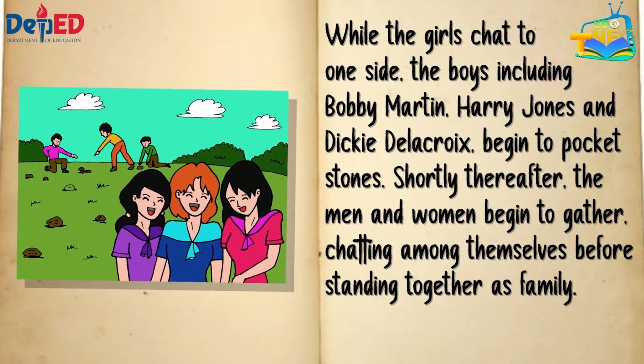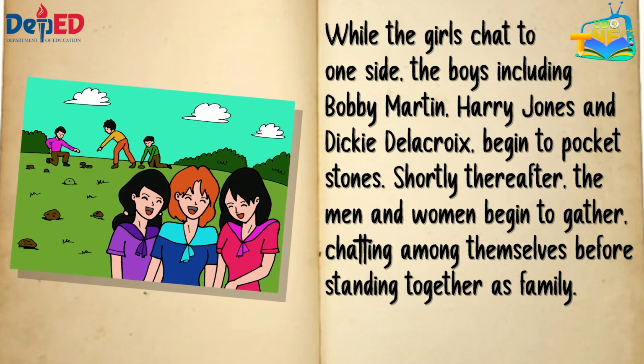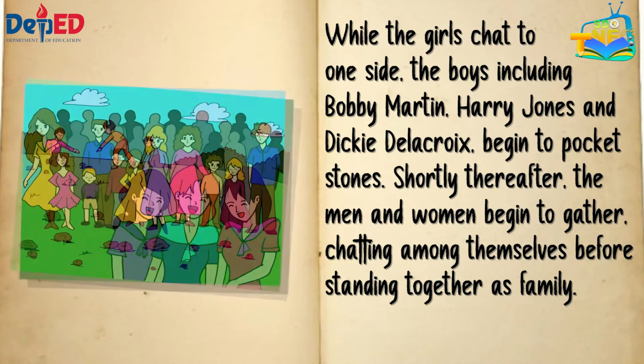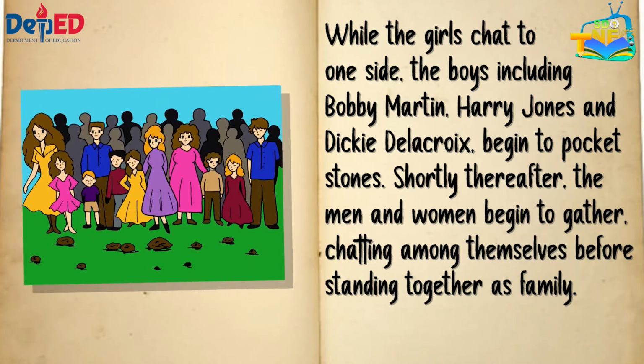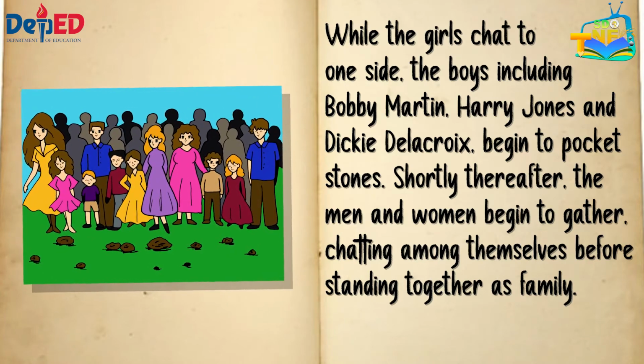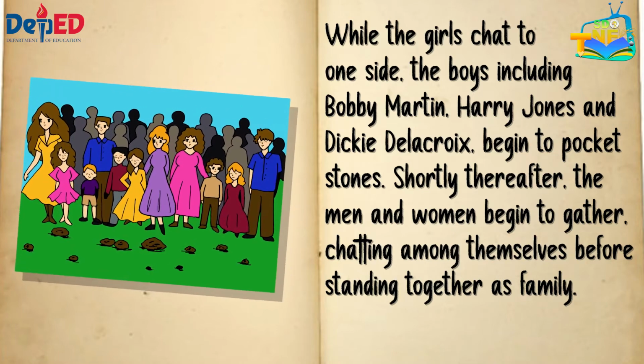While the girls chat to one side, the boys, including Bobby Martin, Harry Jones, and Dickie Delacroix, begin to pile up stones. Shortly thereafter, the men and women begin to gather, chatting among themselves before standing together as family.